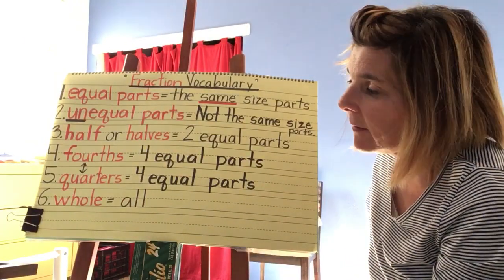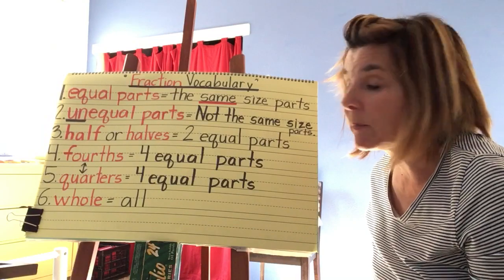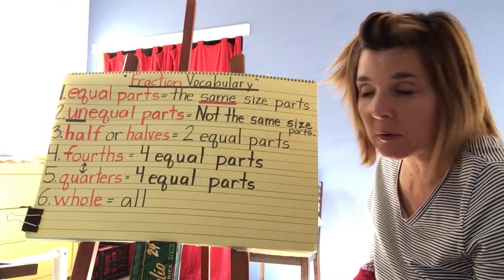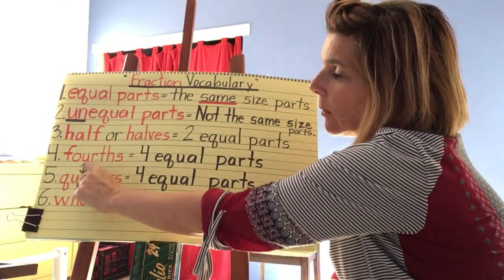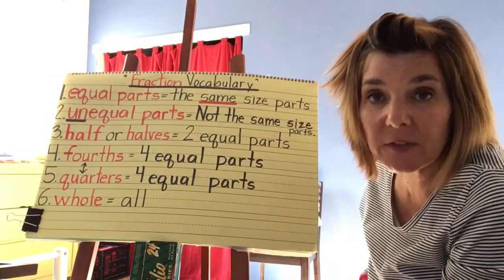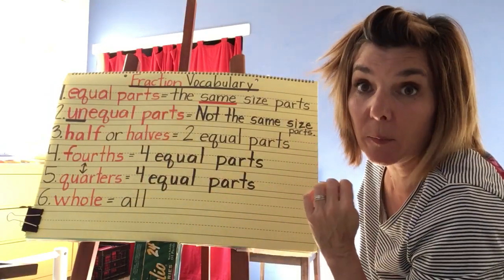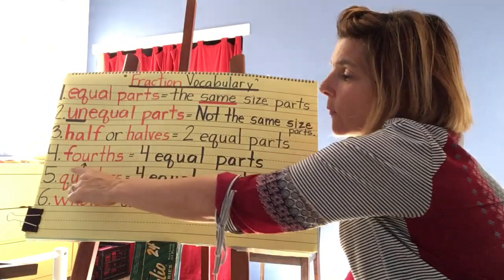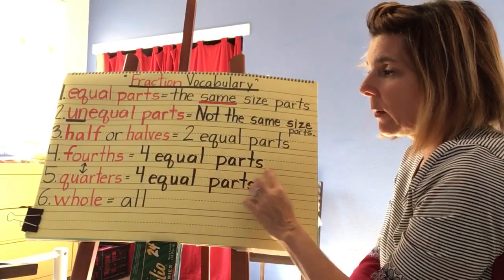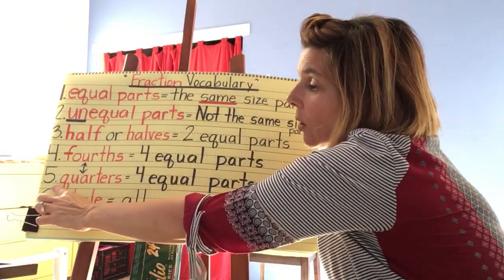Now look at number 5. Number 5 is another way to describe something that's been divided equally by 4s. See how I put the arrow up and down? So when you hear that word or you read it on your math test, it means the same thing. 4 equal parts. Okay? 4, here we go, equal parts. So number 5, instead of saying fourth, we're going to say quarters.